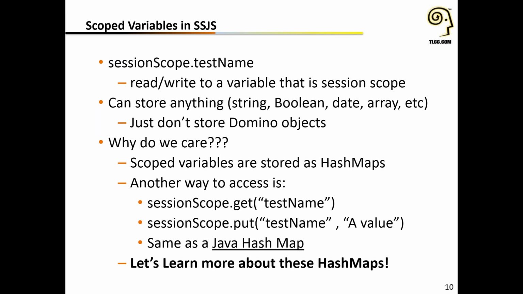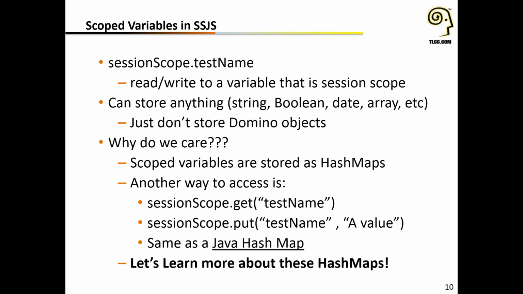When we use scope variables, we'll refer to them by using the name of the scope, like sessionScope, and then we'll say dot test, with test being whatever name we want to give the scope variable. At that point, we can read and write to that variable, and the XPages engine will maintain its scope, in this case the session scope. Into that variable, we can store anything. It can be a string, a Boolean, a date, an array, a Java object, anything except for Domino objects.